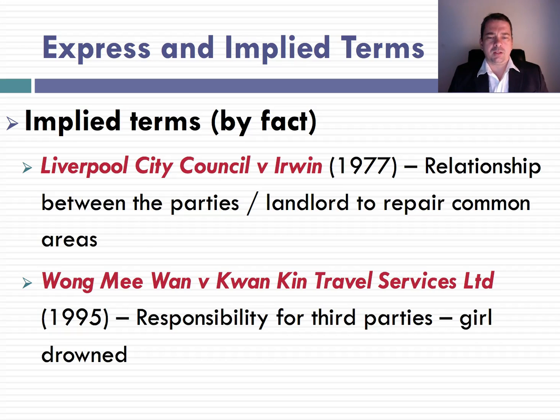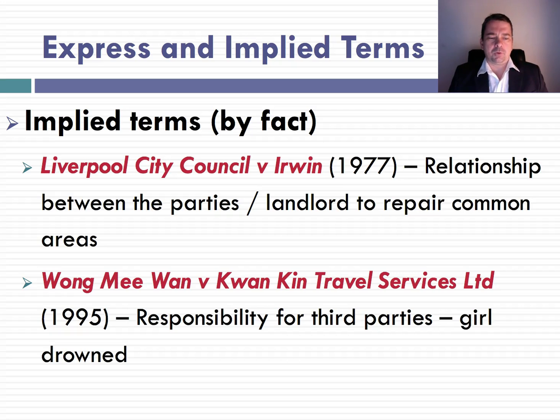Now, in Wong Mee Wan and Kwan Kin Travel Services, the problem is actually a very sad case. The problem was that there was a girl who drowned on a package tour. Now, the girl's mother had a contract with the travel agency. The travel agency then had other contracts, subcontracts with people such as the bus driver who took the family to the place where they were going to have their holiday. And then at that place, there were further contracts with other subcontractors such as a company that supplied a boat to go on a tour and so on and so forth. And it was during one of these boat trips that the girl drowned.